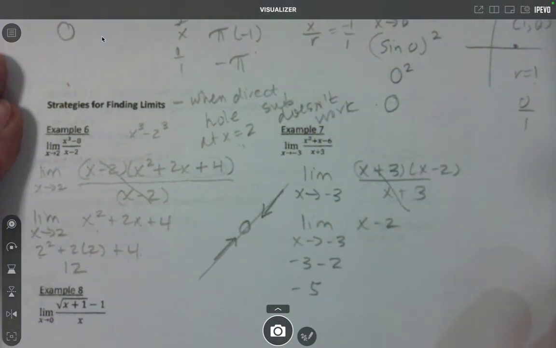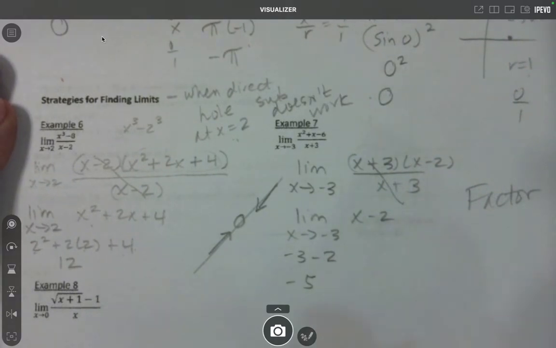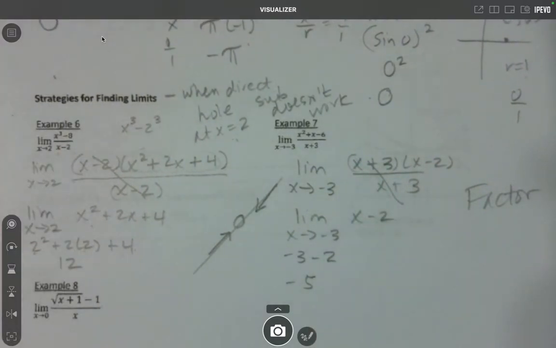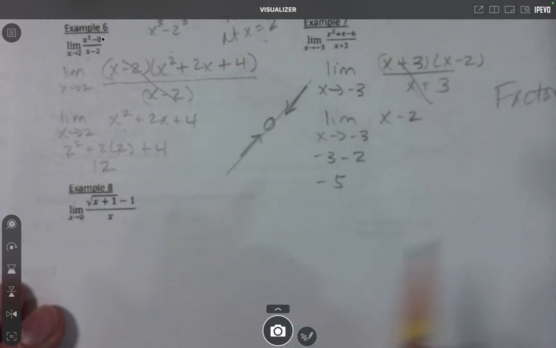And the strategy we're using right now is we're using factor and divide out, right? Basically, we're dividing this one out of the numerator and denominator. So we're factoring. The next strategy we're going to look at, we looked at this one the other day.